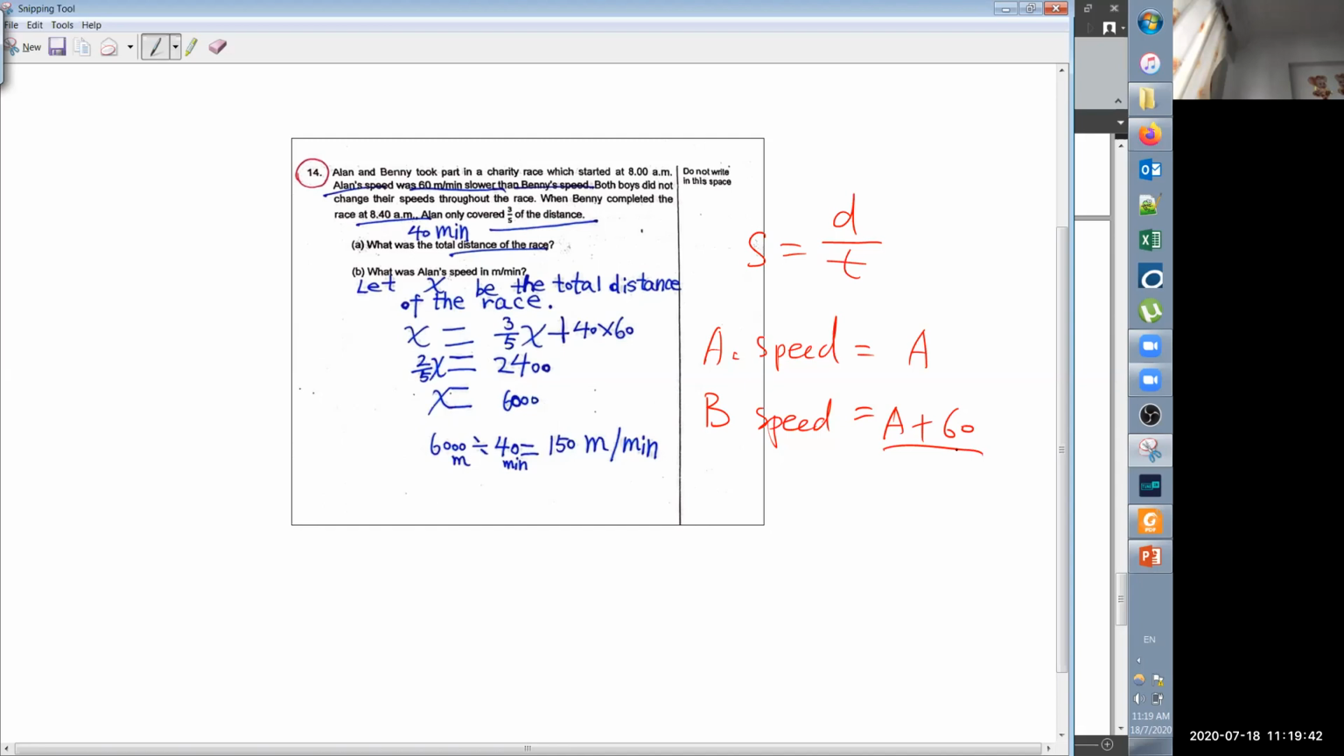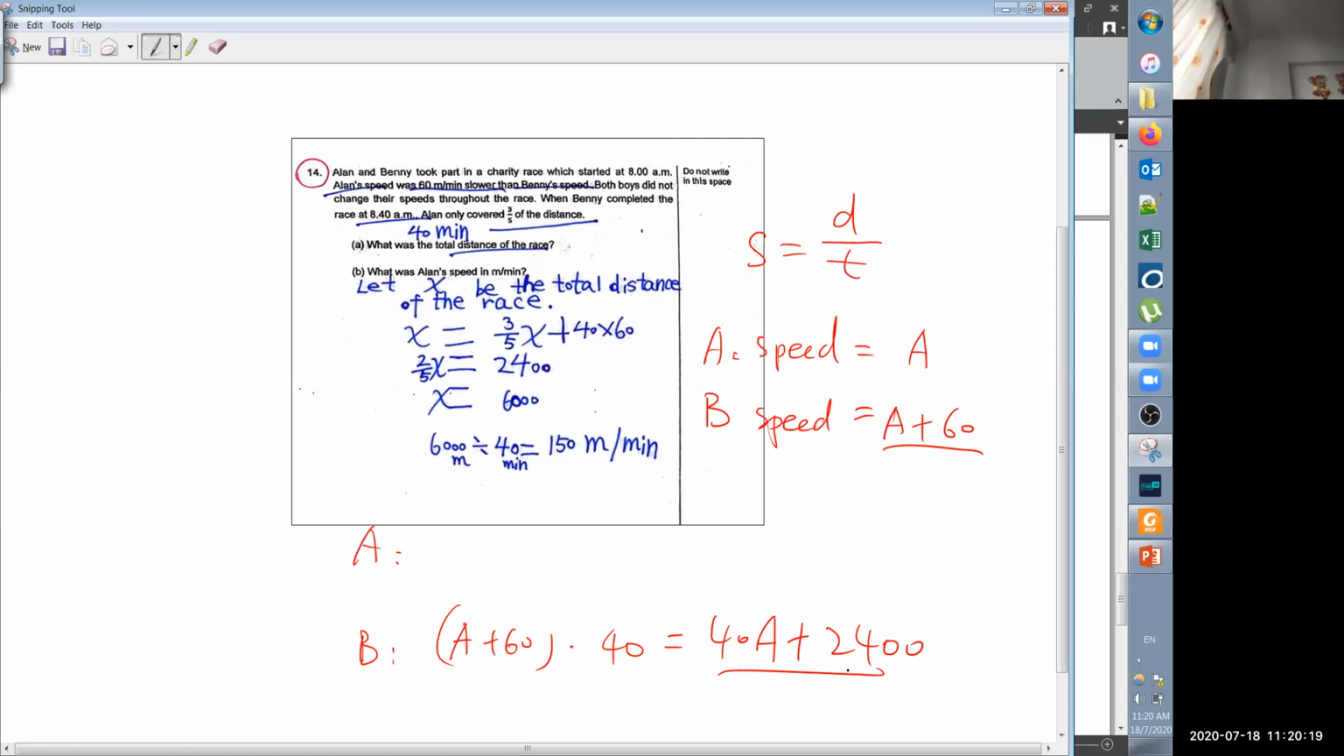So both boys did not change their speed throughout the race. So when Benny completed the race at 8:40, so that means how long? Benny completed the race at 8:40. So that means Benny's speed, right, times how many minutes? 40 minutes, right? That will be the total distance. So what is the total distance? So it's 40A plus 2400, right? So this will be the total distance.